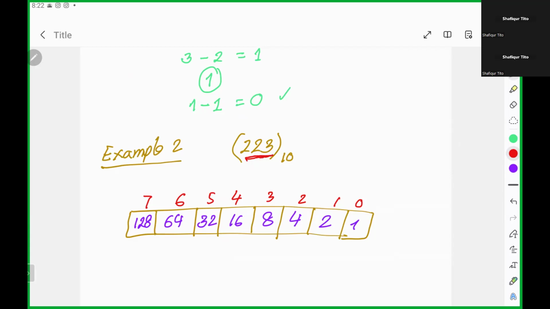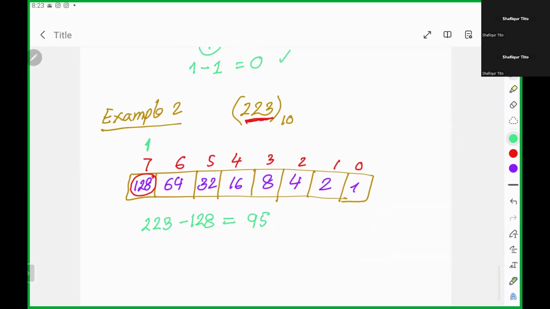So I have to find out the maximum number smaller than it. So in this table, the maximum number we can have is 128, right? So we'll use this bit as 1. And we'll subtract 128 from this 223. So 223 minus 128 will give me 95.